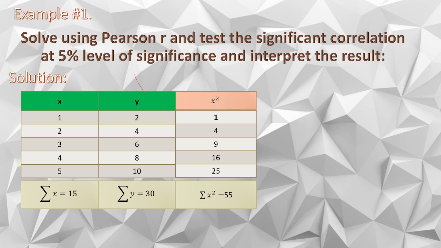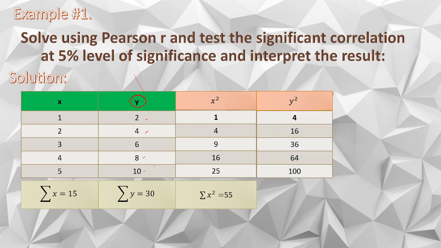Okay, maliwanag dito ha. Now, we also have y squared, which is itong y natin, i-squared lang natin. So 2 squared, we have 4. 4 squared, 16. 6 squared, 36. 8 squared, meron tayong 64. And then 10 squared, we have 100. Kapag i-add ko to, I have here 4, 16, 36, 64, and then 100. I will get summation of y squared is equal to 220.